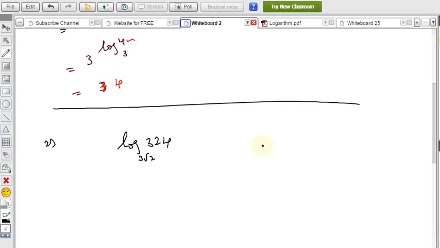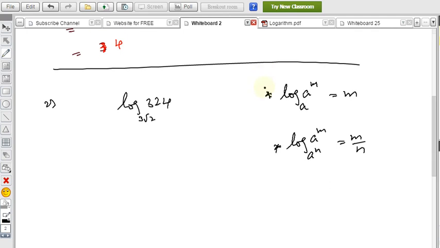Log a to the power m to the base a is equal to m. Otherwise, log a to the power m to the base a to the power n is equal to m by n. These are all the properties. If you make the value and the base the same, then you can take the powers.